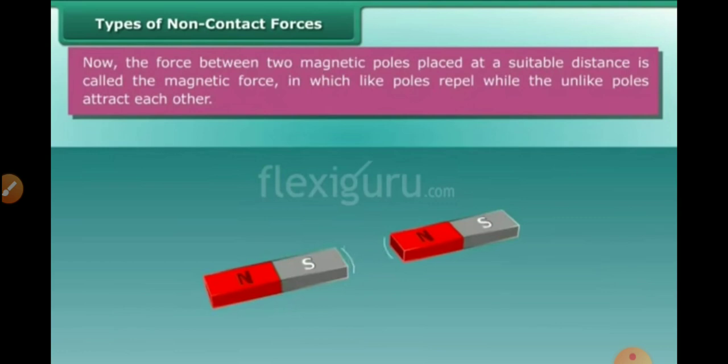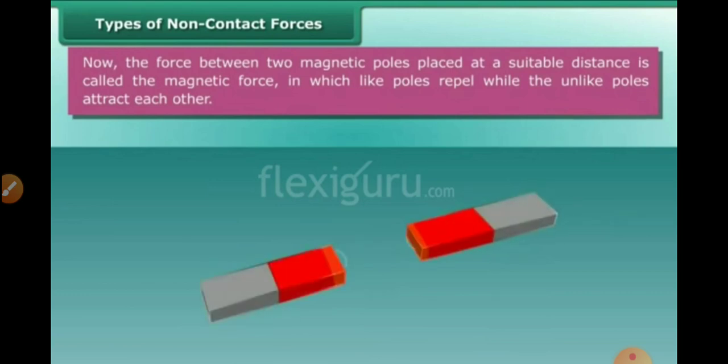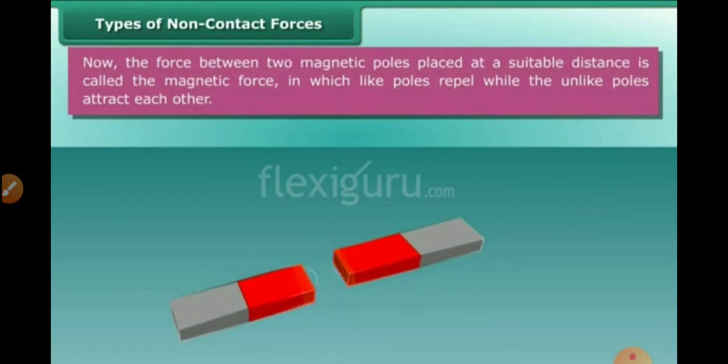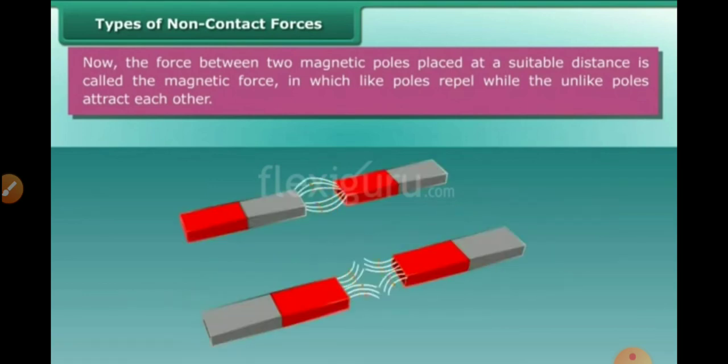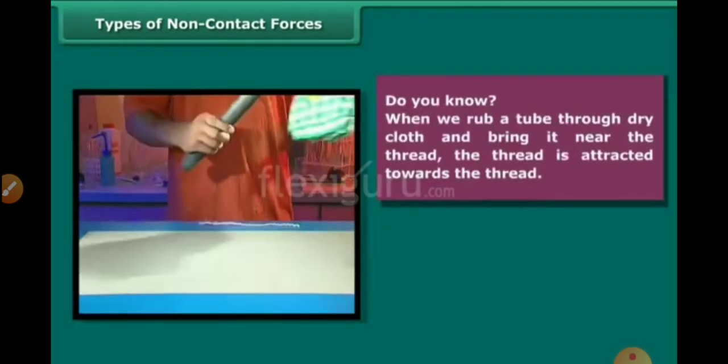Second example, the force between two magnet poles. When two magnets come close, opposite poles attract, and like poles repel. So attraction and repulsion of the magnetic force is also non-contact. No contact is there between them. There is a gap. So that is why it is a non-contact force. So that is a magnetic force.